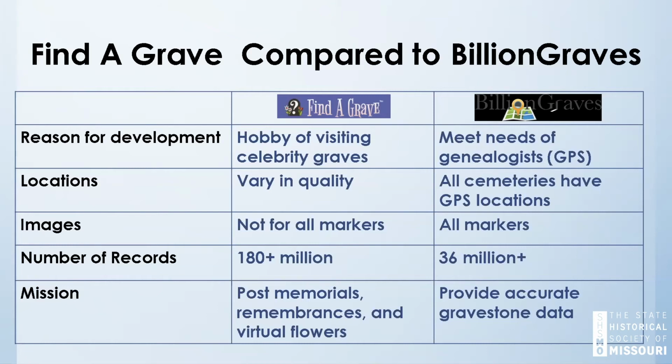The reason people go for Find a Grave is numbers. It's far larger than Billion Graves. And the mission on Find a Grave is really to post memorials, remembrances, and virtual flowers. For Billion Graves, it's to provide accurate gravestone data. So if you find an ancestor in Billion Graves, trust it more than Find a Grave. But if you just find them in Find a Grave, that's what you got.